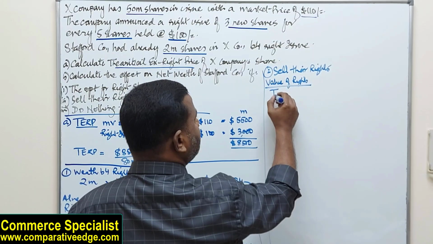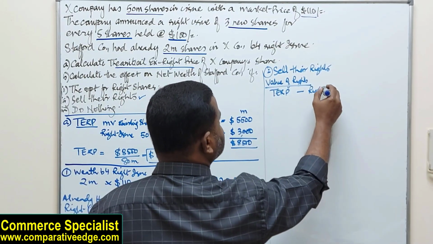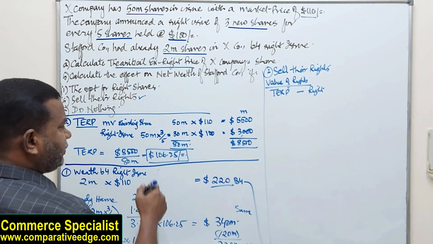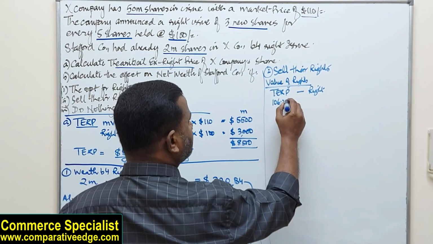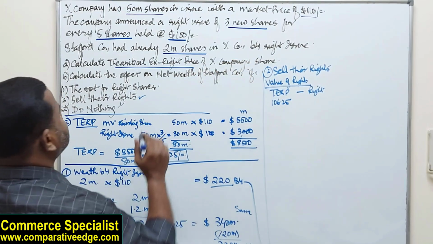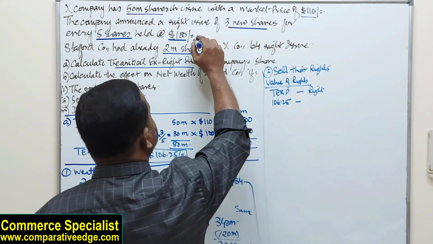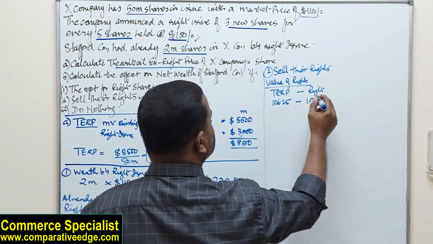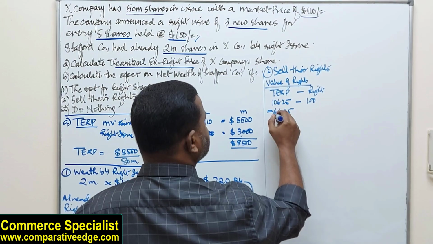Simple, you have the theoretical ex-right price minus the rights issue price. So the theoretical ex-right price we have calculated as 106.25 and the rights shares are offered for $100 each. So you minus that $100, it's here. So the value of the right is $6.25.